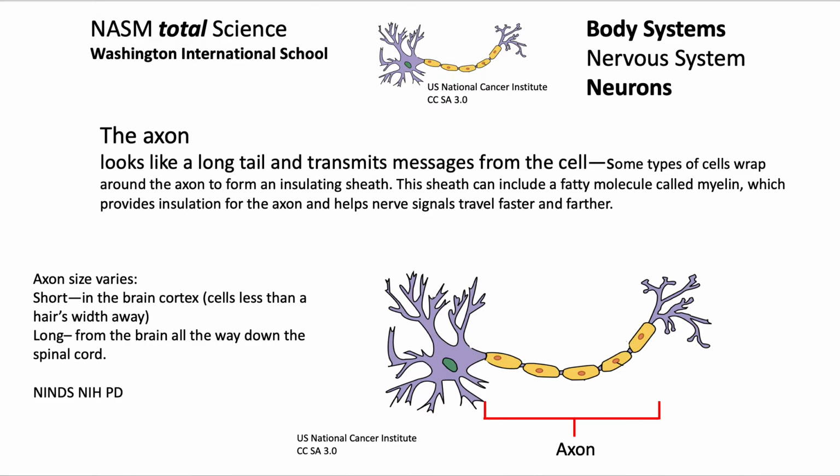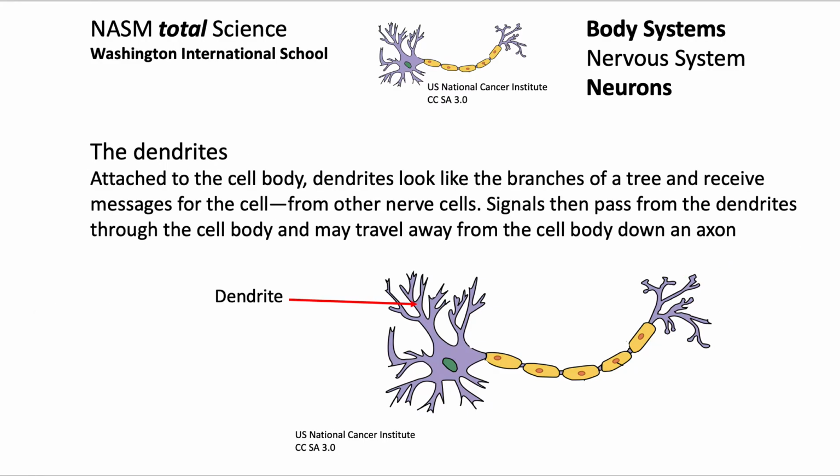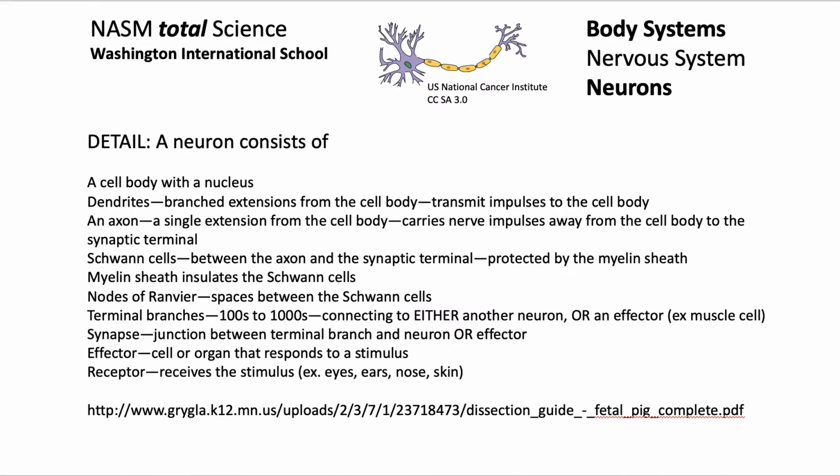Axons are short in the cortex of the brain and long, traveling from the brain down the spinal cord. The axon terminal at the end of the axon has hundreds of branches and will connect to another neuron or an effector like a muscle cell. The dendrites, which are attached to the cell body, are very branched and receive messages from another nerve cell. And you can pause here to get the vocabulary.